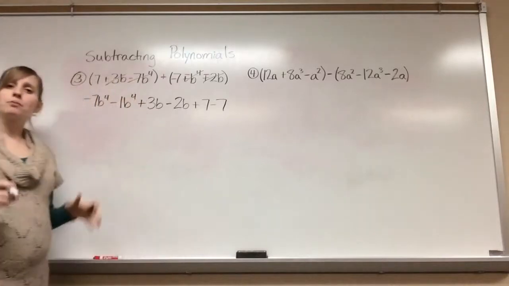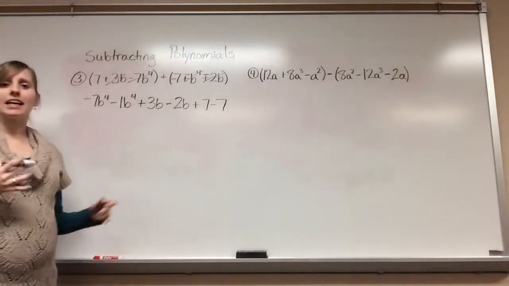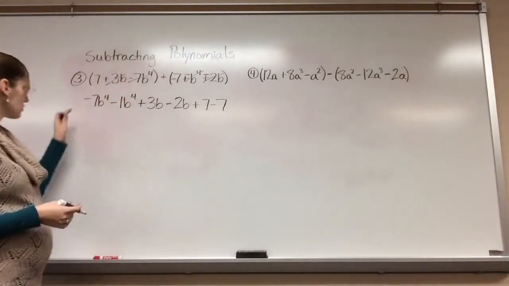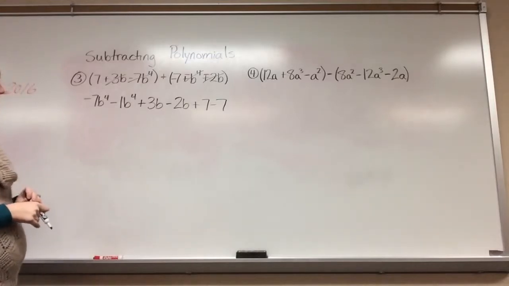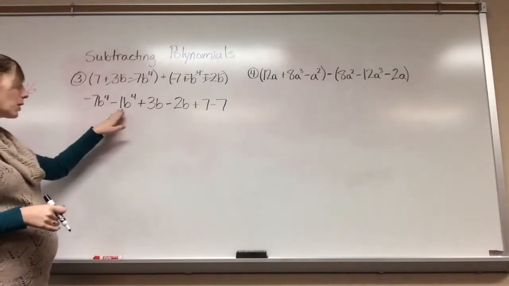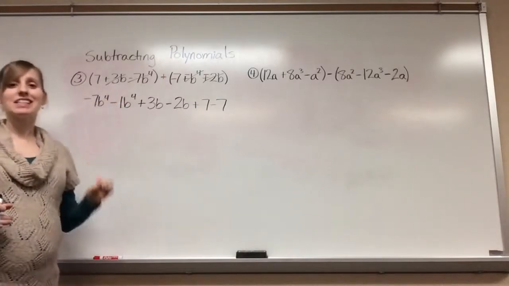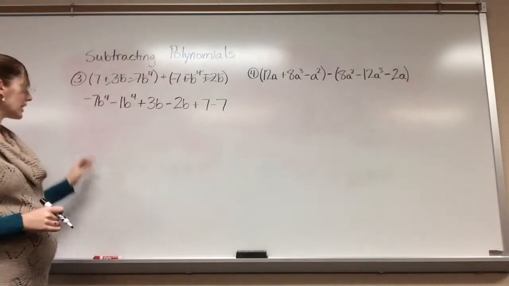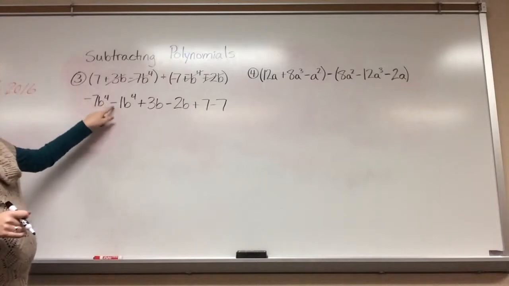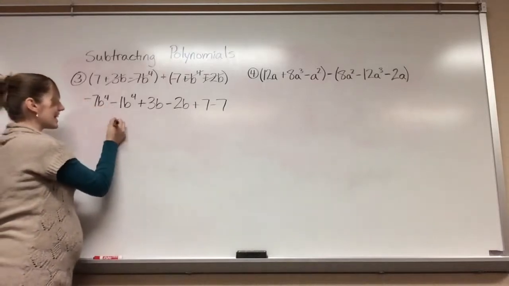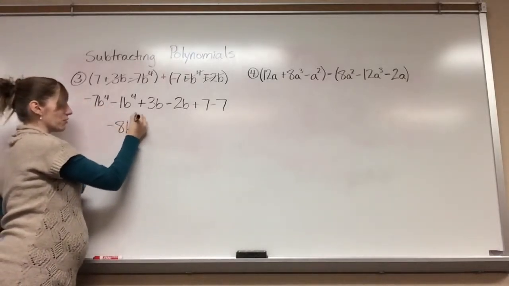Now that they're in order from largest exponent to smallest, I can combine like terms. So starting at the beginning, my negative 7b to the 4th minus 1b to the 4th, the variables with their exponents are exactly the same. So I can go ahead and combine those. Negative 7 and negative 1 is negative 8b to the 4th.